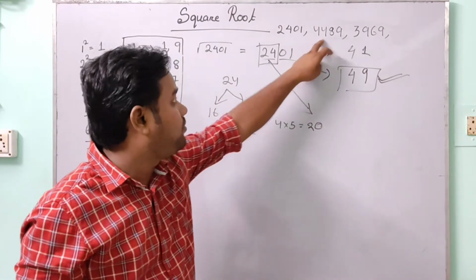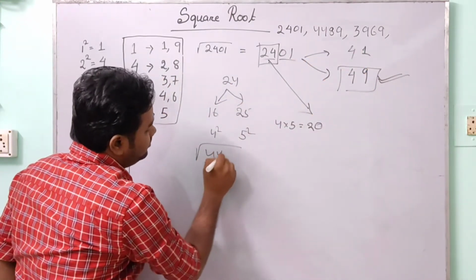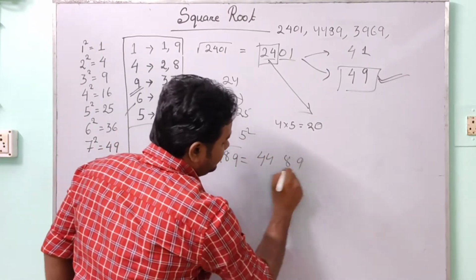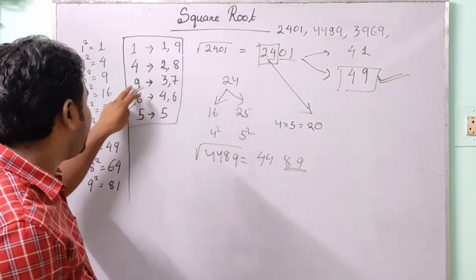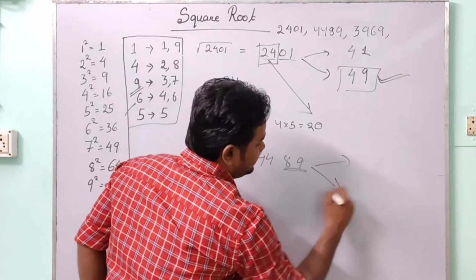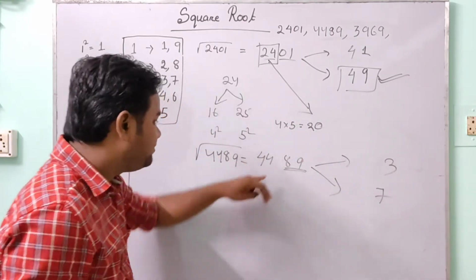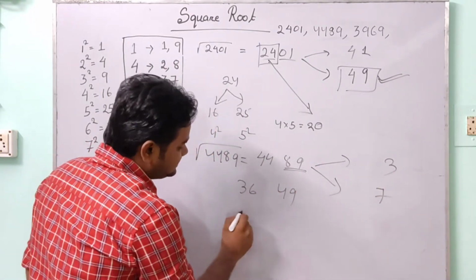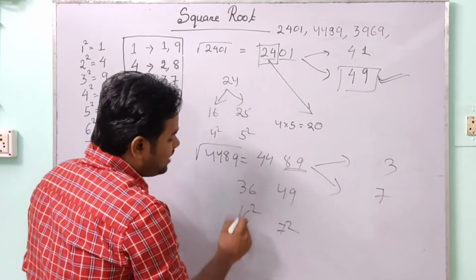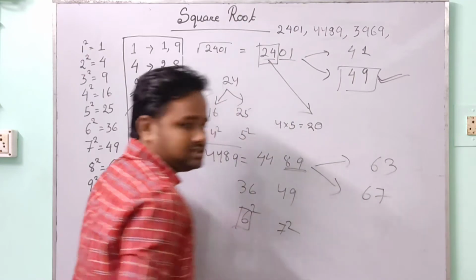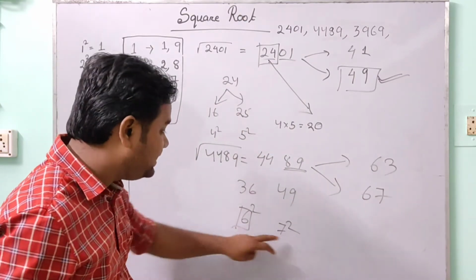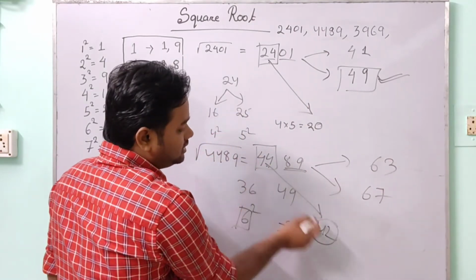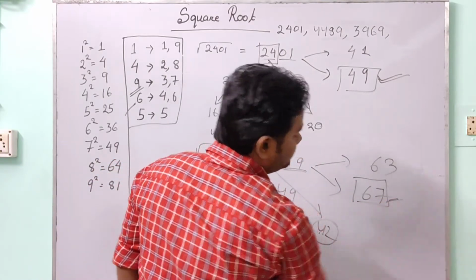And the next number is 4489. So what is the square root of 4489? I have to do its pairing. So 4489, the unit place is 9 here. So in place of 9, I have written 3 and 7. And the rest part is 44. In 44, the perfect squares are 36 and 49. 36 is 6 square, 49 is 7 square. So I have to write 6 here. It is 63 or 67. And the last point is 6 into 7, that is 42. Since 44 is greater than 42, the greater number is the answer. So 67 is the answer.